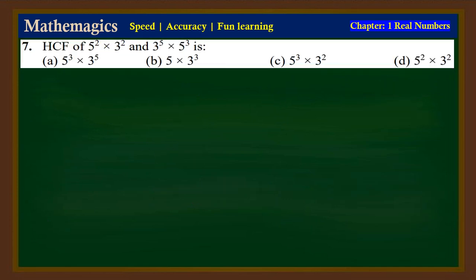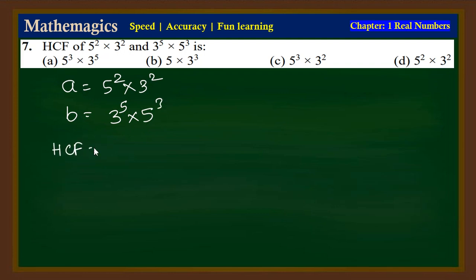Let us come to question number 7. The HCF of this one and this one is different. It is so simple. A is equal to 5 square multiplied by 3 to the power 2, and B is equal to 3 to the power 5 multiplied by 5 to the power 3. And here I just want to calculate the HCF. What are the common numbers in both cases? The first number is 3, the second number is 5.